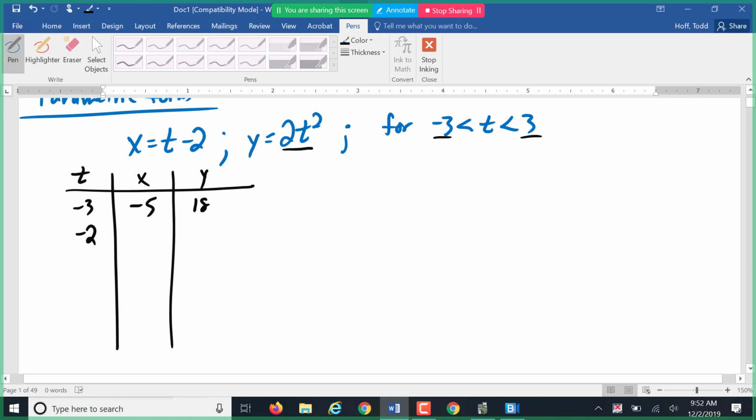If t is -2, -2 minus 2 is -4, and -2 squared is 4, times 2 is 8. If t is -1, -1 minus 2 is -3, and -1 squared is 1, times 2 is 2. If t is 0, 0 minus 2 is -2, and 0 squared is 0, times 2 is 0. If t is 1, 1 minus 2 is -1, and 1 squared is 1, times 2 is 2.